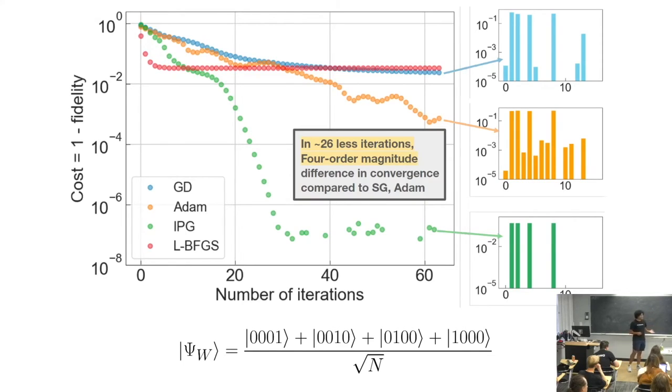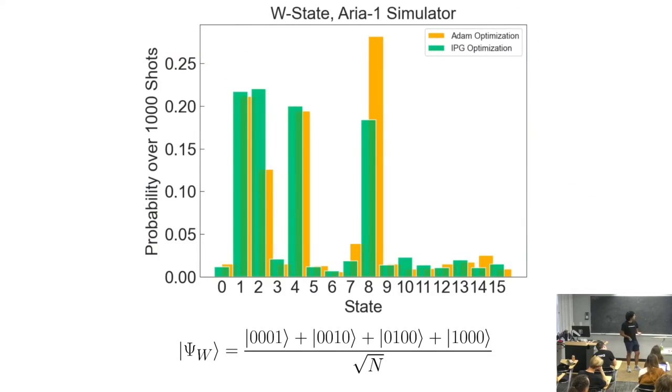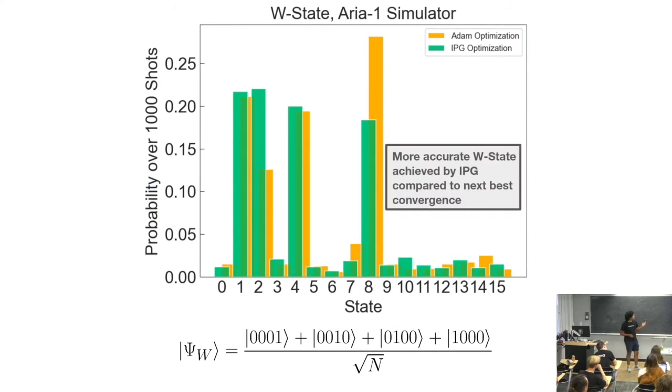It also converged more quickly, with 26 fewer iterations to achieve its local minima. And so the fact that this algorithm was able to output the W state using this ansatz on a quantum computer and have results better than the other algorithms on a noiseless quantum simulator is quite remarkable. So we're very proud of that. And so that was the W state over there.